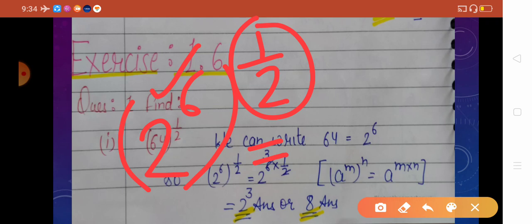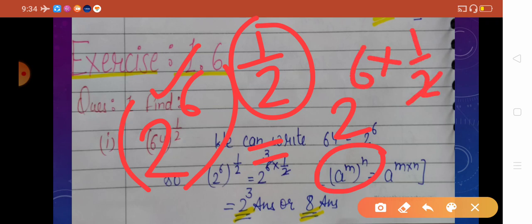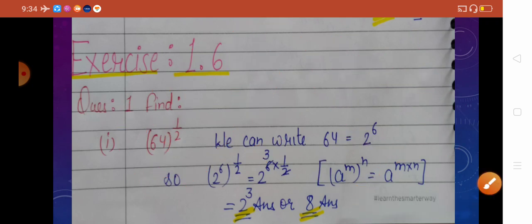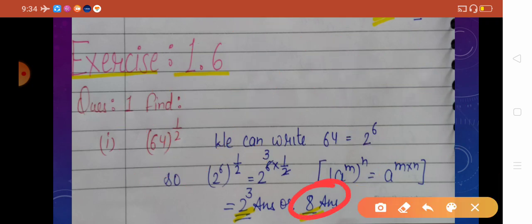Now the law of exponents that must be used here is a raised to power m, the whole raised to power n. So we will write it as 2 raised to power 6 multiplied by 1 by 2. 2 threes are 6, that will become 2 raised to power 3, and the value of 2 raised to power 3 is 8.